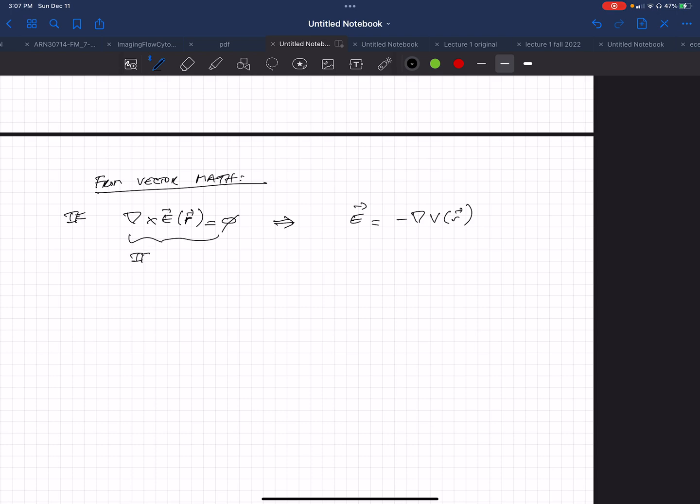So if the curl of a vector field is zero, we can define the vector field as the gradient of a scalar field.